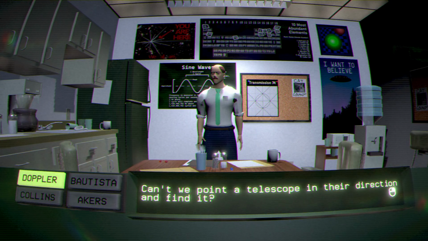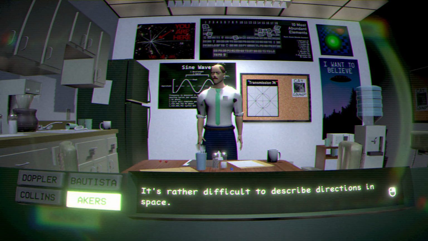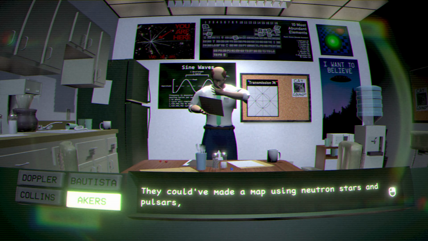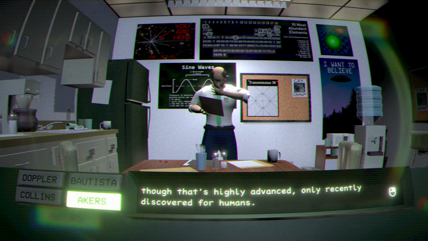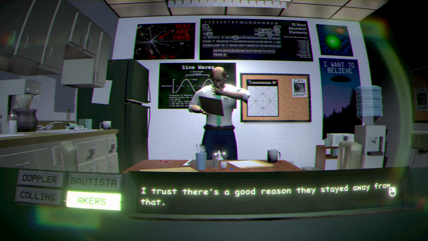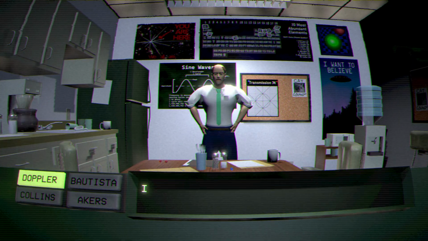Can't we point the telescope in their direction and find it? It gave us no angular data. Rather difficult to describe directions in space. We could have made a map using neutron stars or pulsars, but that's highly advanced, only recently discovered for humans. I trust there's a good reason why they stayed away from that. I see. Fortunate, but we can sweep the skies searching for it.